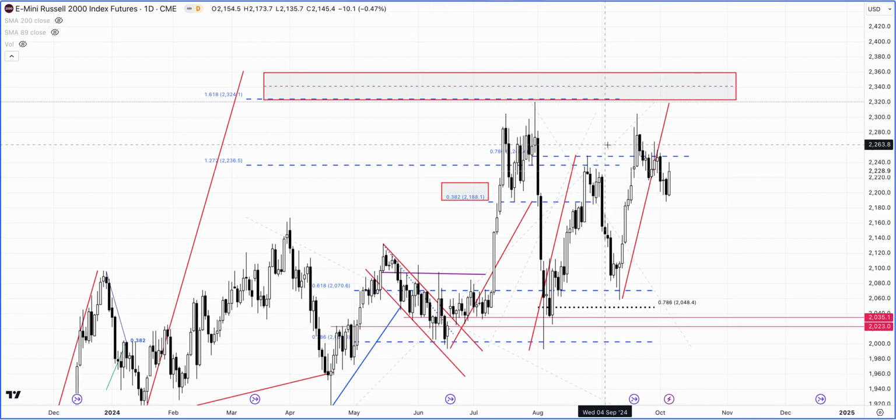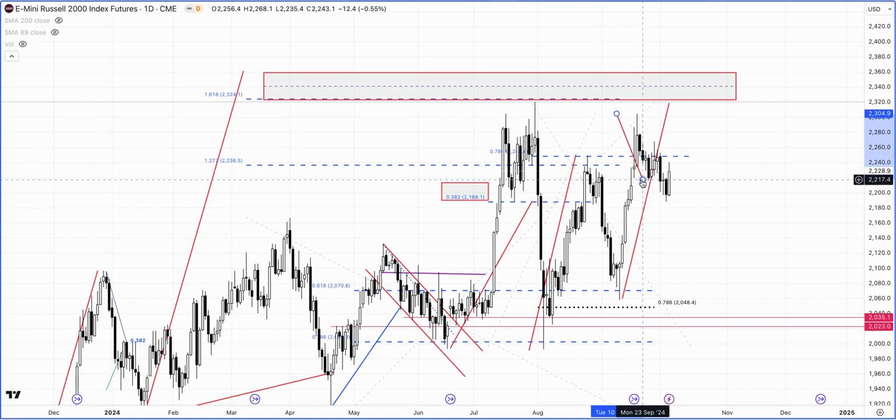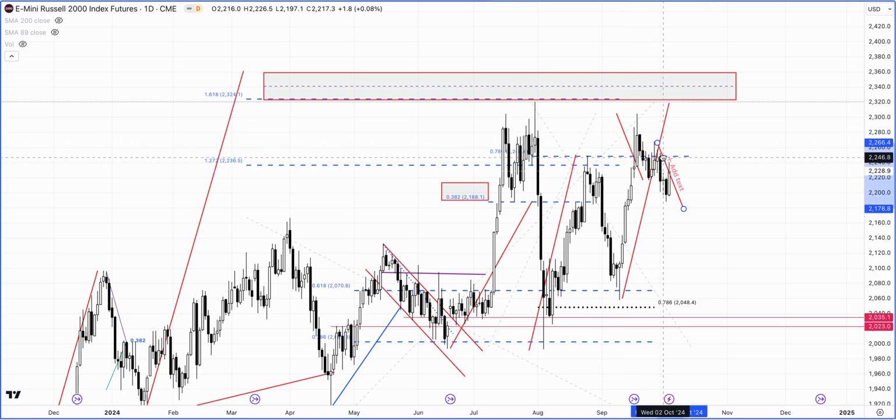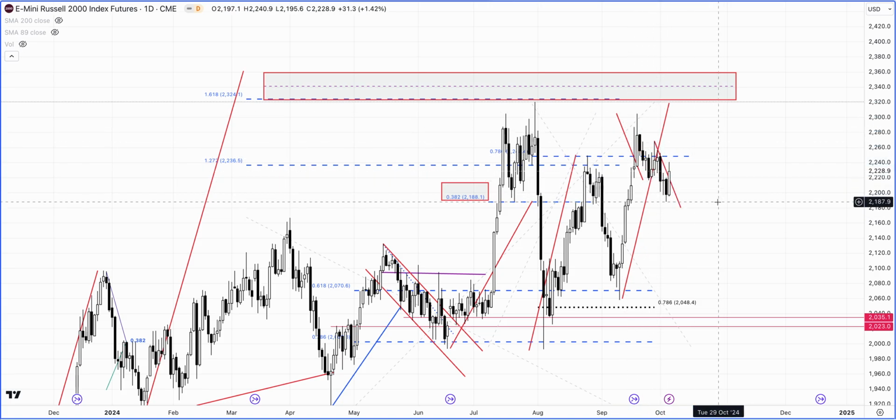And something really interesting that I have spotted, I'm not sure if it is complete yet, but it looks to be quite close. And that's this ABCD. And it missed the exact bottom, about 2180, about 7.78 points is what it missed it by.